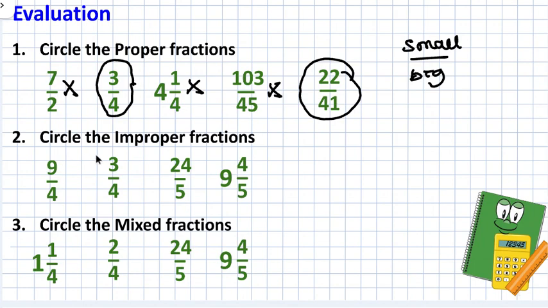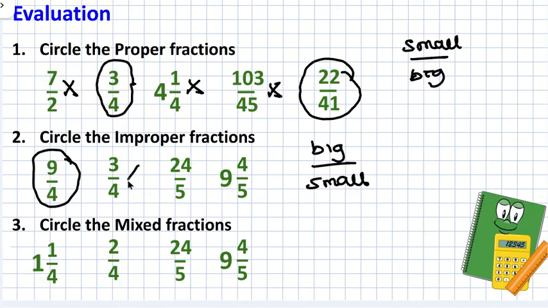Number 2 says we should circle out the improper fraction. In this case, in the improper fraction, we have the big number up. That's the big number is the numerator, and we have the small number down. So if you look at this, this is an improper fraction. This is not. This also is an improper fraction. So the mixed fraction is quite easy to identify.